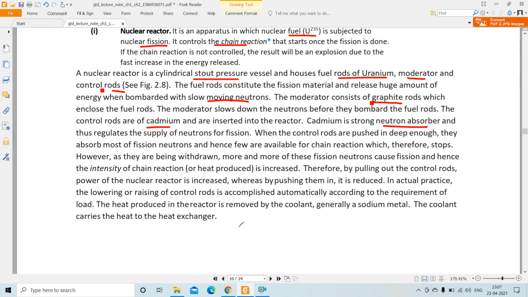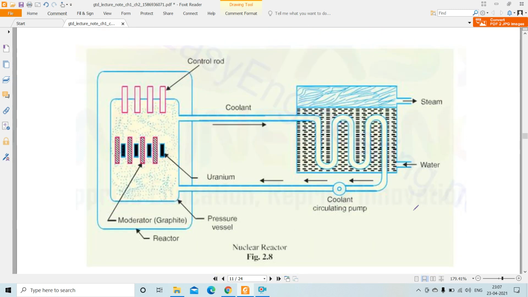The heat produced in the reactor is removed by the coolant. Generally, sodium metal is the coolant. The coolant carries the heat to the heat exchanger. So see, this is the process. These moderators are to slow down the speed of the neutrons, and these cadmium control rods are to absorb the fast moving neutrons. And these cadmium rods are the main thing which control the production of electrical energy according to the load fluctuation.